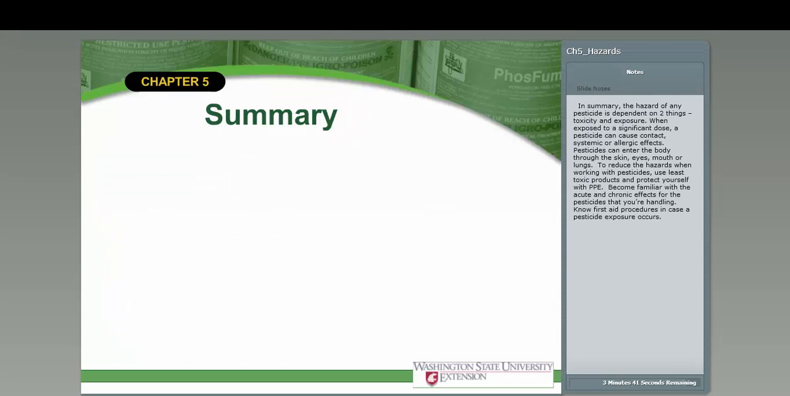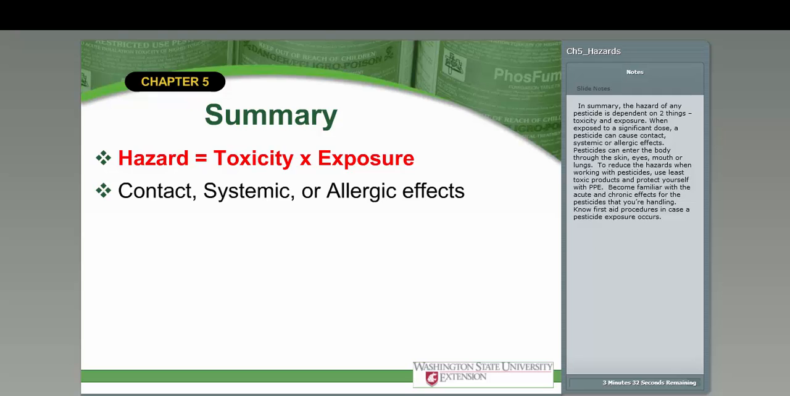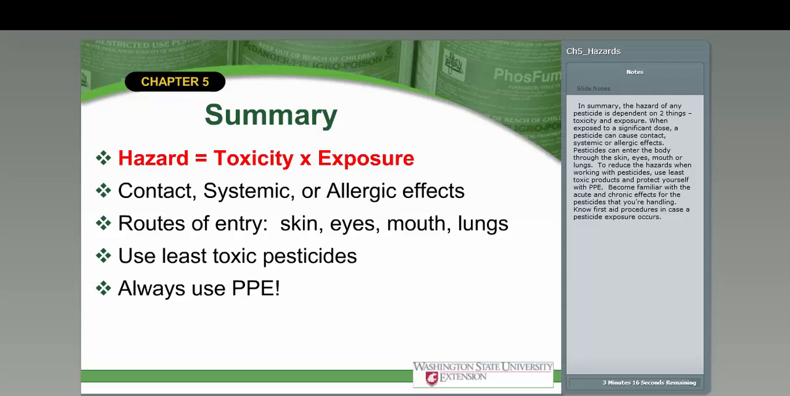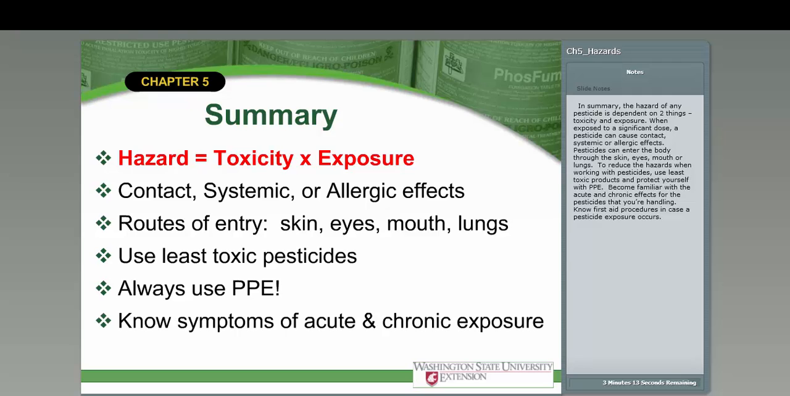In summary, the hazard of any pesticide is dependent on two things: toxicity and exposure. When exposed to a significant dose, a pesticide can cause contact, systemic, or allergic effects. Pesticides can enter the body through the skin, eyes, mouth, or lungs. To reduce the hazards when working with pesticides, use least toxic products and protect yourself with PPE. Become familiar with the acute and chronic effects for the pesticides that you're handling. Know first aid procedures in case a pesticide exposure occurs.